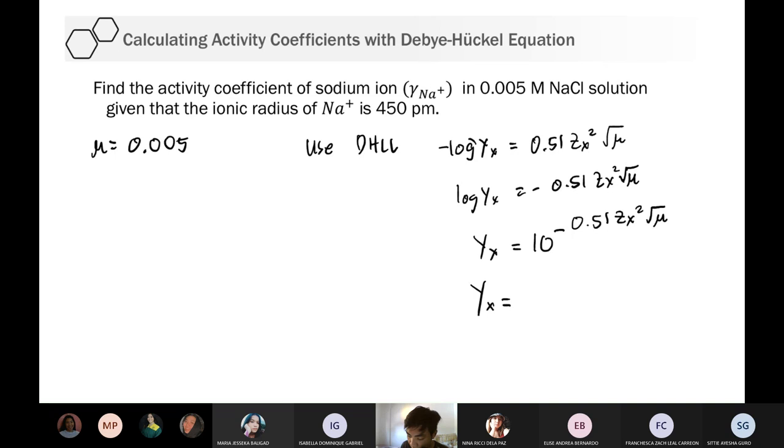Then, i-plug in natin yung info natin. So, that is 0.51. What is the charge of sodium? The charge of sodium is positive 1. So lagay natin positive 1 for sodium. Okay, so sodium yan. And then the square root of mu is kung ano yung ano natin, activity coefficient. 0.005. So we can now solve for gamma.